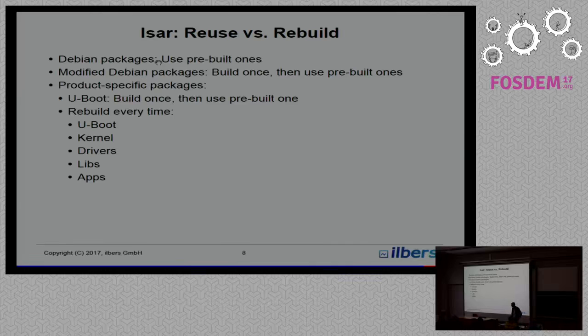So this is an example of how we did this in this particular product. We used Debian packages as is. We modified some small amount. We built them once and saved them for future use, so we also use them pre-built. We also built our own U-boot once and used it as a binary. And the rest we rebuild every time because it changes often.